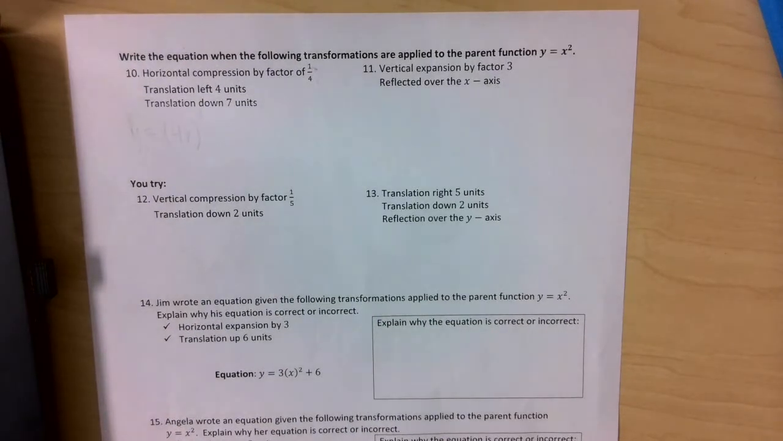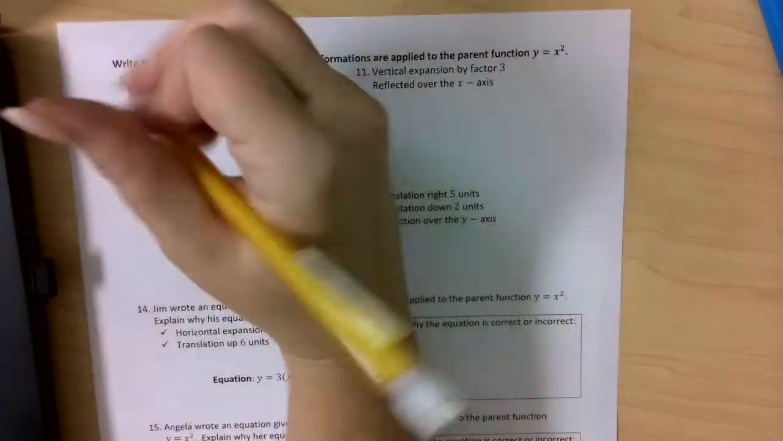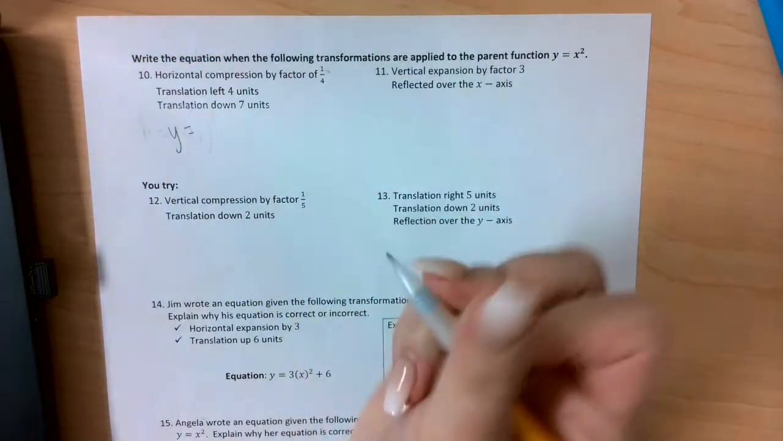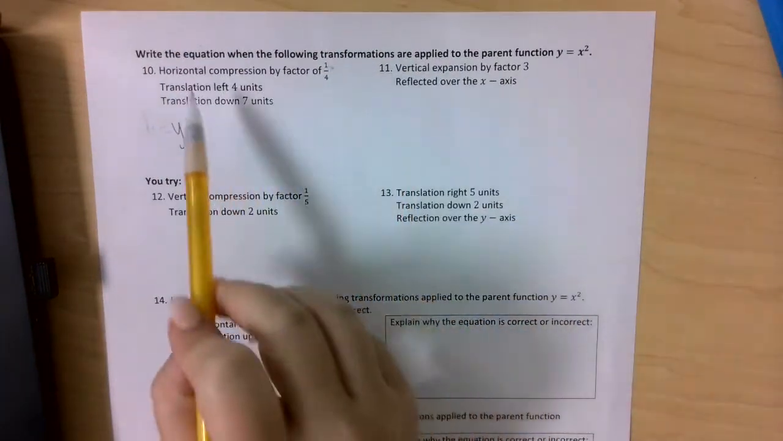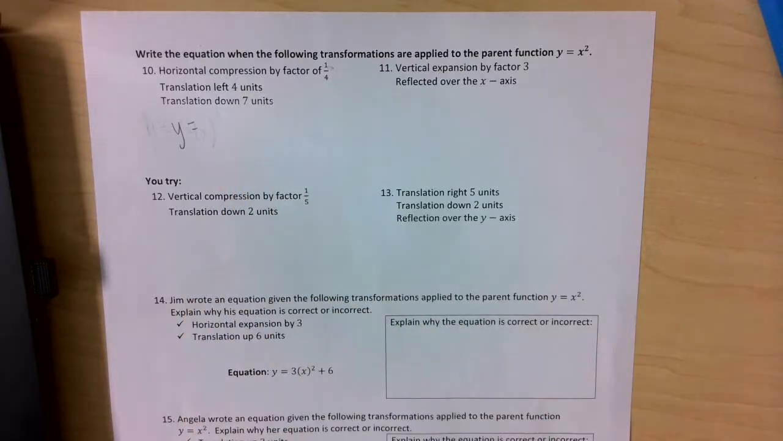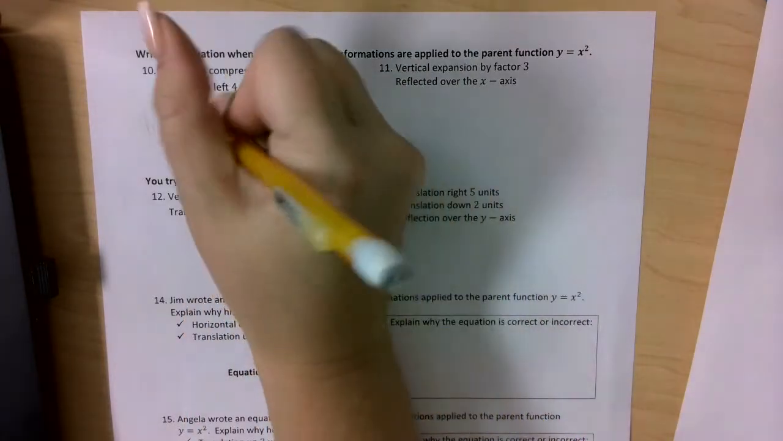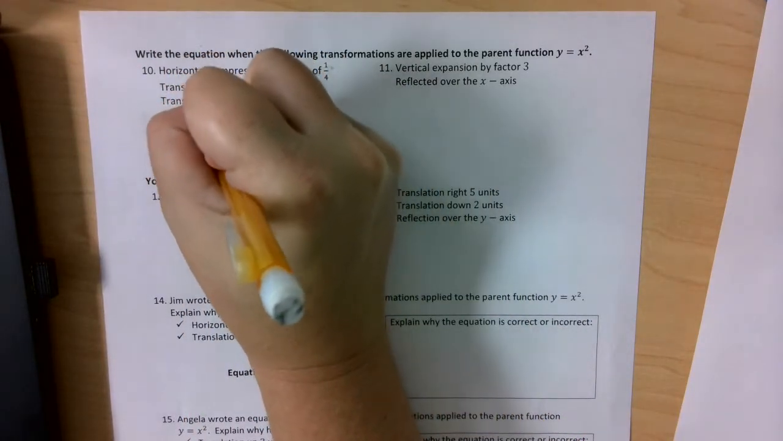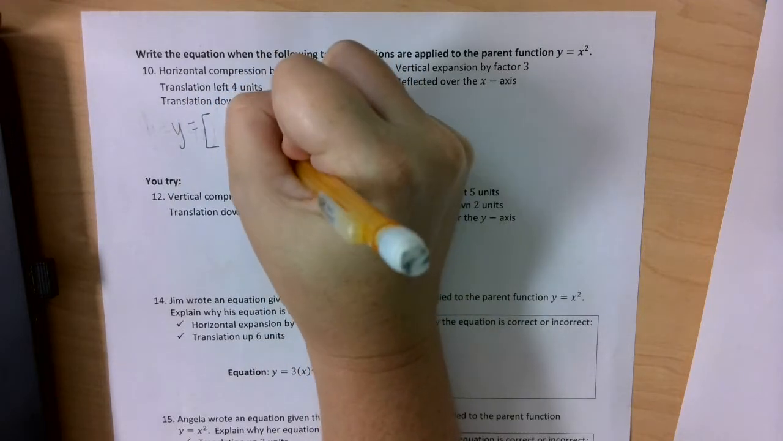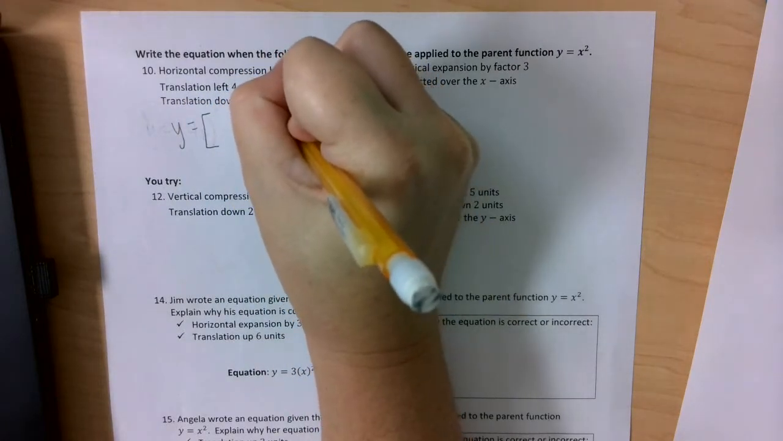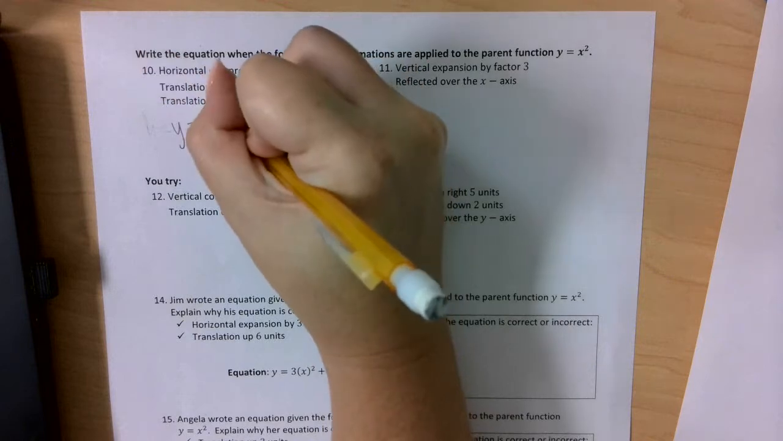Okay, flipping to the next example. So now we're going to have you go backwards. We're going to give you the transformations, and we're going to have you write us the equation. So first thing you want to do is write your y equals. Now, with horizontal compressions and expansions, we're actually going to have you do a bracket first, and then do your parentheses.